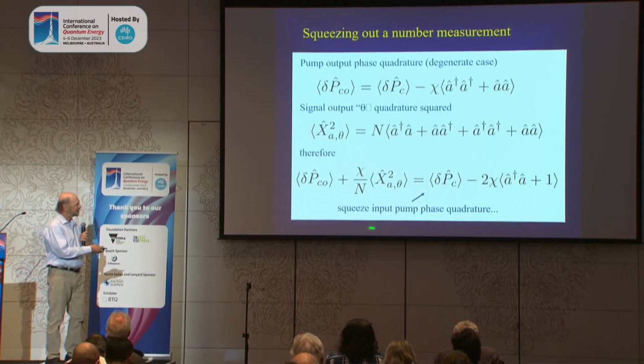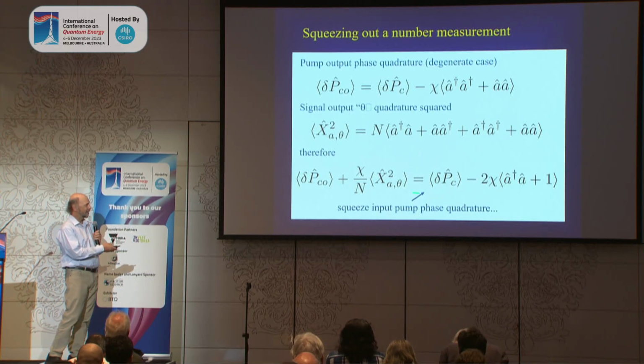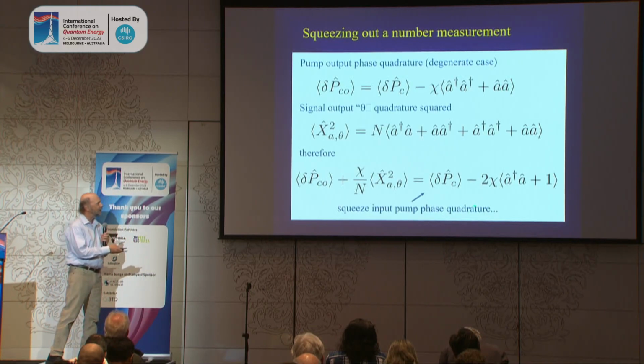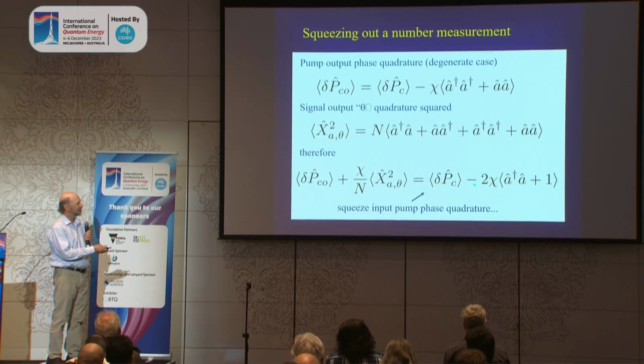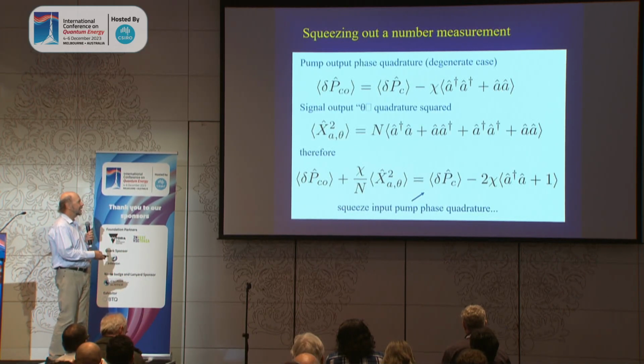But what you can do is squeeze the input pump phase quadrature. And if you squeeze it strong enough, then the variance of these fluctuations will become very small. And so then you will see discrete jumps in this correlation signal that are proportional to the photon number of the input signal.